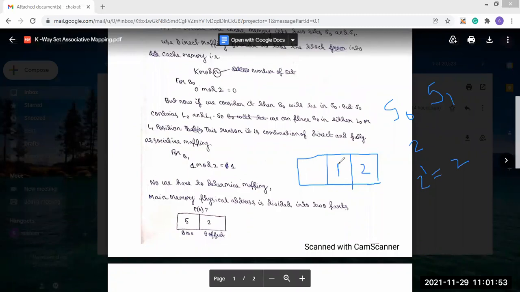This will be 1. And our tag will be what? Our tag will be 4 bits. So 4, 1, 2, that means tag will be 4. The line number here will be the set number, so it will be 1, and the block offset will be the same. It will be 2 bits.